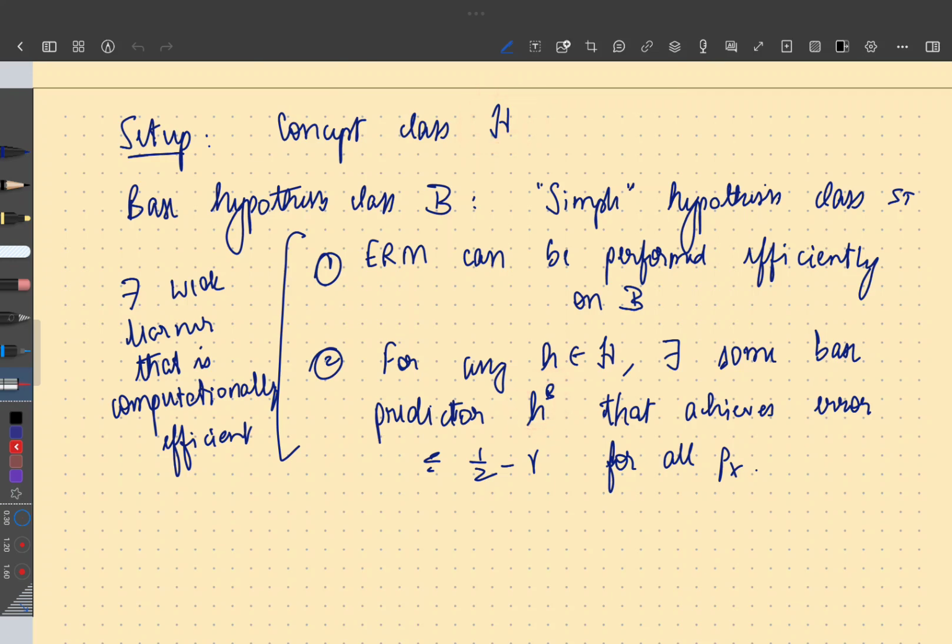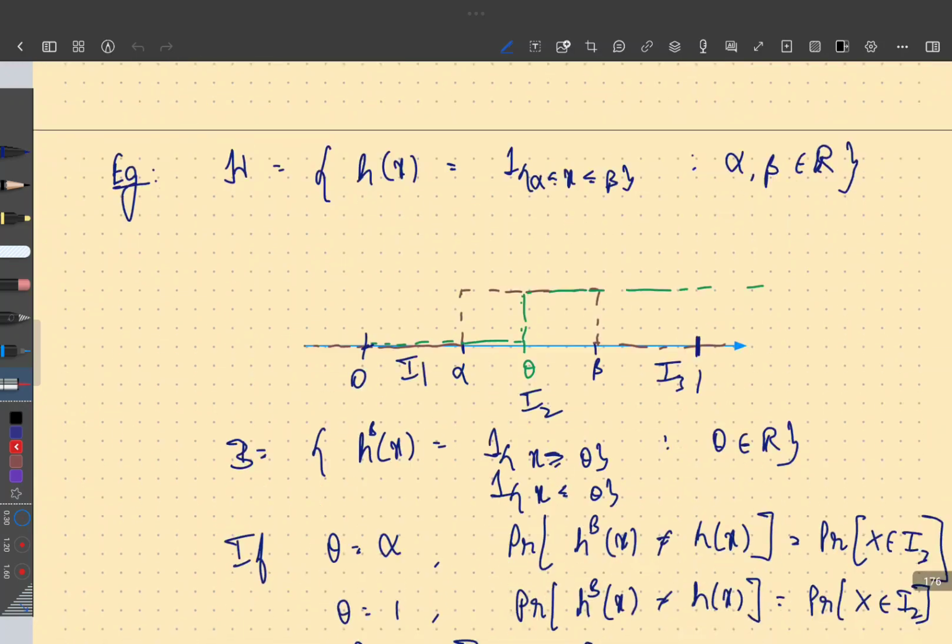H also may not belong to B, the true function. In general, H is not going to belong to B. If H belongs to B, then you can achieve a zero training error and find a strong learner. You might as well get a strong learner. In this case, I'm assuming that we don't have a strong learner.